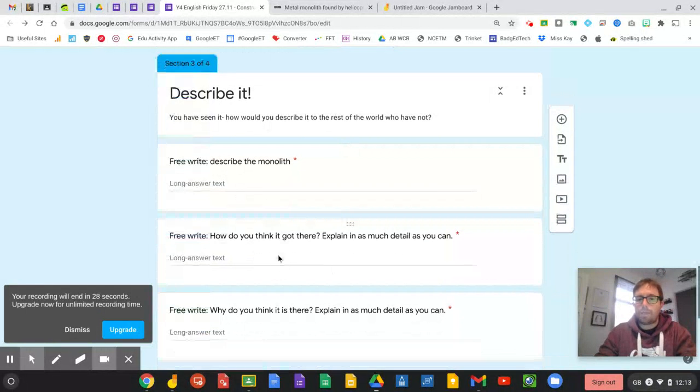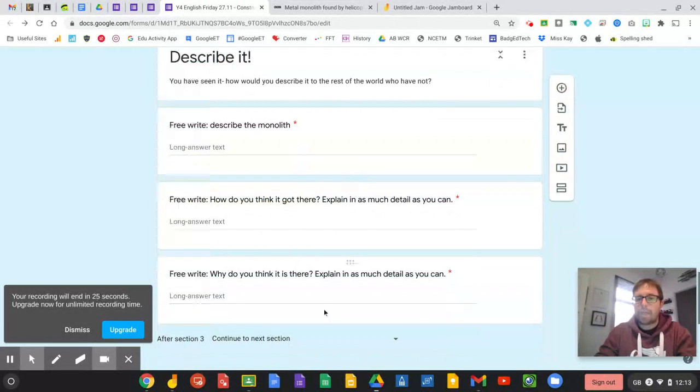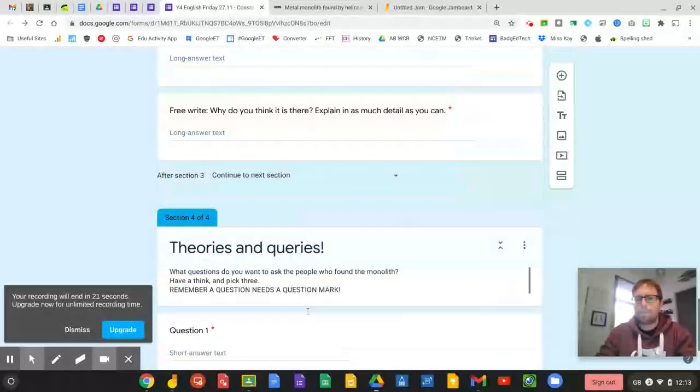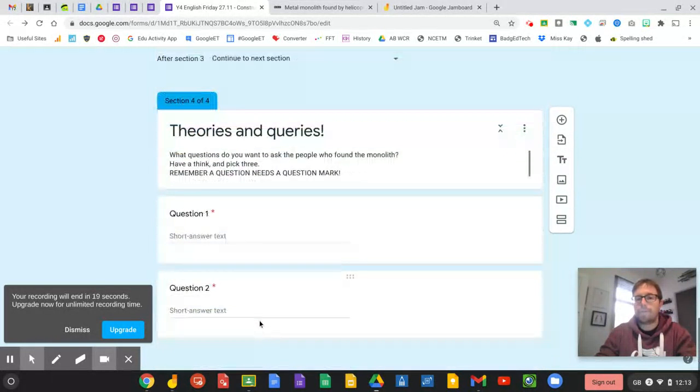Then you've got to explain how you think it got there, and why you think it is there. That's a chance for a bit of theories and queries. And then finally, if you want to, ask two or three questions of the people who have found it, this is your chance to put some questions down. And remember, a question must have a question mark.